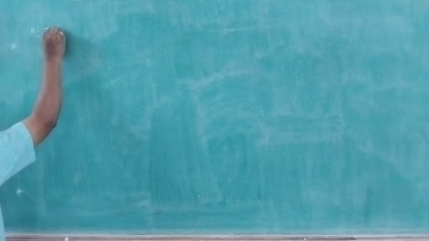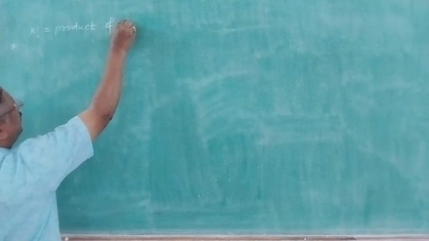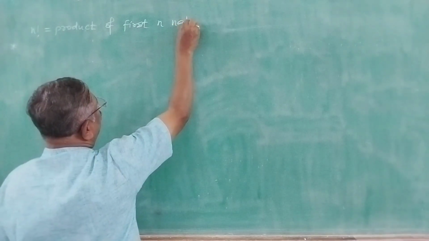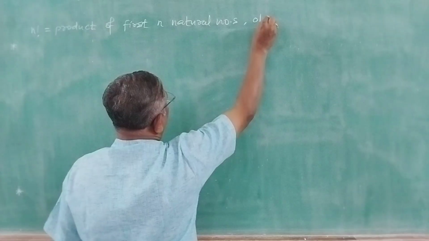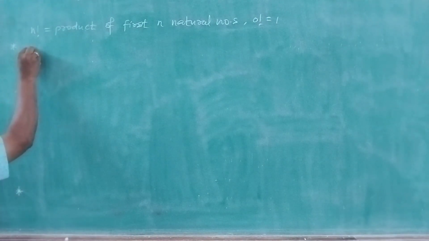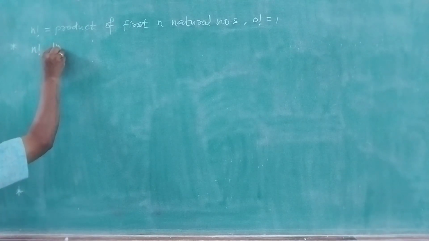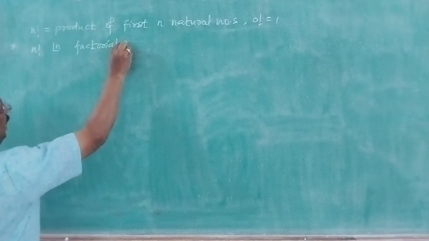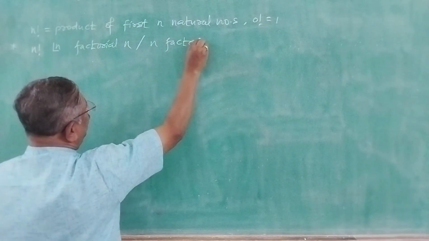N factorial is the product of the first n natural numbers, with 0 factorial equal to 1. This factorial notation can also be written in this way, which is read as factorial n, or you may say it is n factorial.